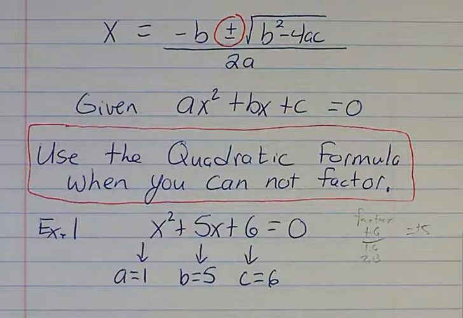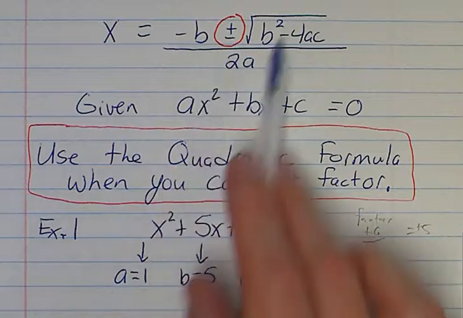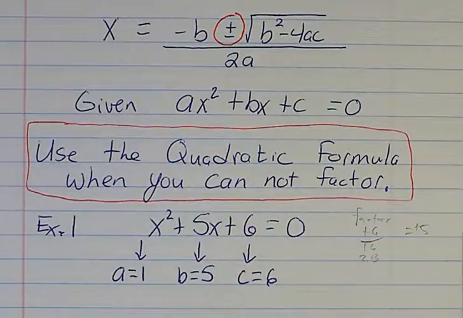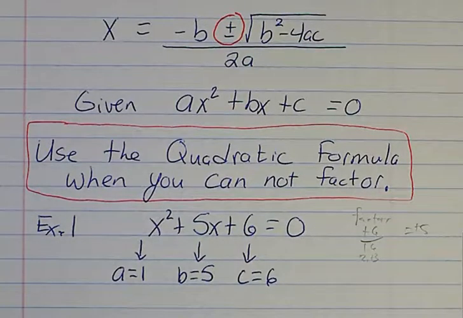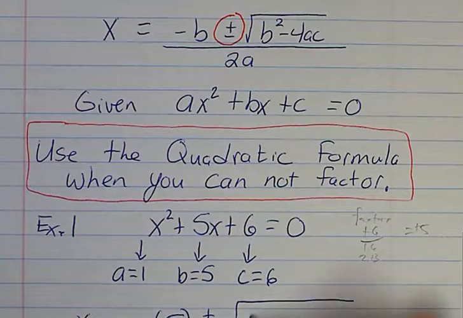And I would say when you're plugging in the numbers, kind of like we did on finding the vertex, when you plug in the B and the A's in here, put everything in parentheses, because that seems to help people out when they're plugging in the numbers for this part of it. So x is going to equal -5 plus or minus the square root of 5 squared minus 4 times 1 times 6, and that's all over 2 times 1.